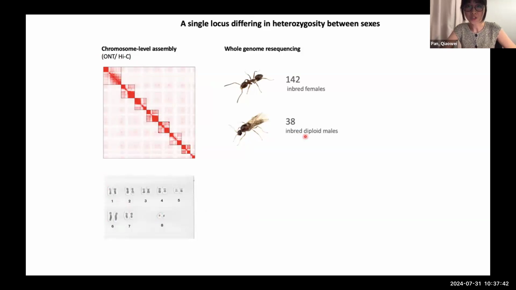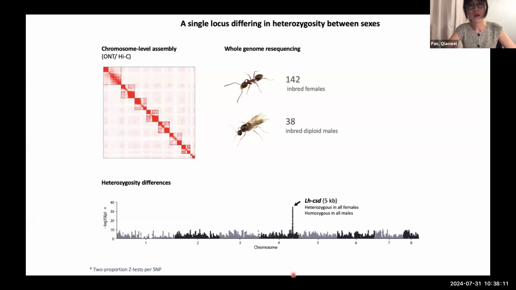Then we did whole genome sequencing of the 38 diploid males we collected from the inbreeding lines, together with 142 of their sisters. With this, we were able to compare the heterozygosity differences between diploid males and females. So one of the hallmarks of the sex locus under complementary sex determination is that females are 100% heterozygous at this locus, while males are 100% homozygous at the locus.